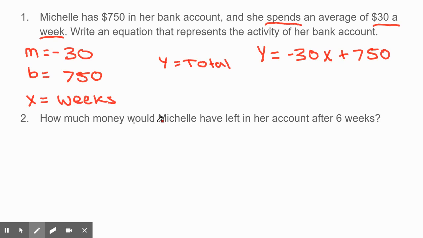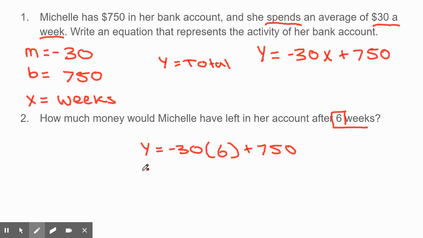Part 2 says, how much money would Michelle have left in her account after 6 weeks? Okay, so there's our question. After 6 weeks, how much money will she have? So we have our Y, the total we're trying to find. Our M is negative 30 because that's what she spends. And now we have a value for X. X represents weeks, and here it says there are 6 of them. So negative 30 times 6 plus $750 that she already has.